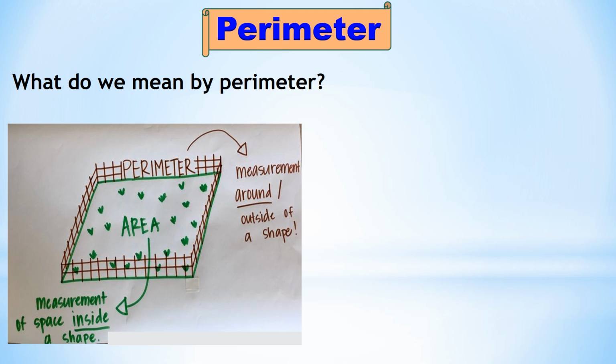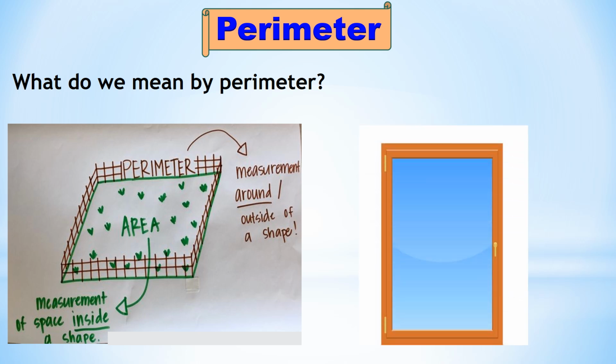To see another example now, we have here this photo, a photo of a window. This window has a frame, this brown frame. This brown frame is the perimeter. This is the distance outside the shape, but the glass inside the window is the area. So area is the space inside the shape, but the frame is the distance around the shape or the distance outside the shape.